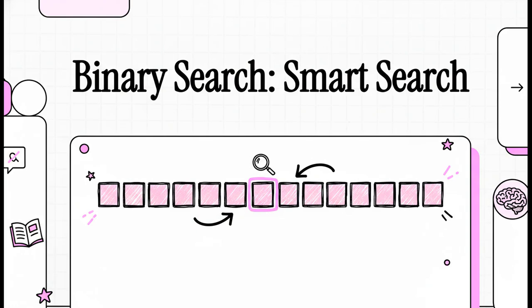Welcome to The Explainer. Ever wondered how your computer can find one specific file in a sea of thousands, like instantly? Today we're going to pull back the curtain on the secret behind that speed. We're talking about one of the most elegant and powerful algorithms out there, binary search. It's truly the art of the smart search.